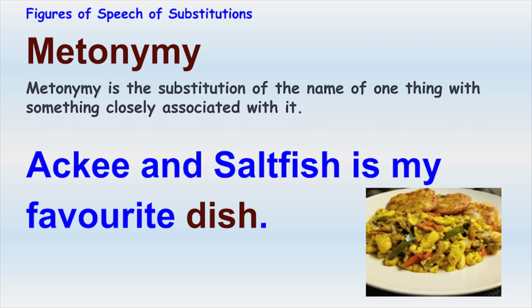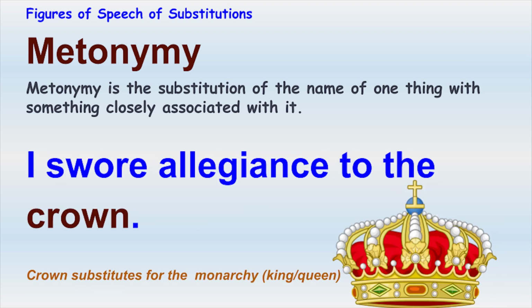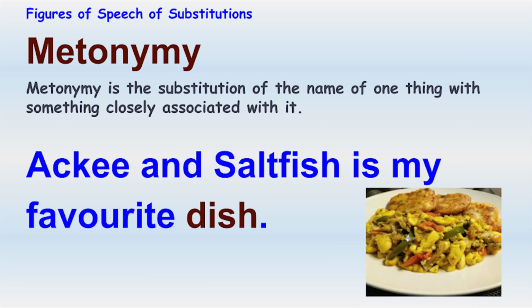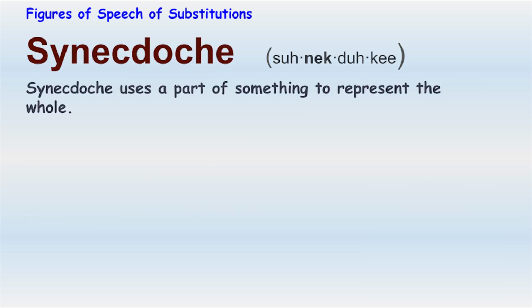So you see, in these examples, something that is closely associated with the subject is being substituted. Agatha Christie is substituted for her books. The crown is substituted for the monarchy. And a dish is substituted for a meal of ackee and saltfish. Our next figure of speech in this group is called synecdoche. Synecdoche uses a part of something to represent the whole.